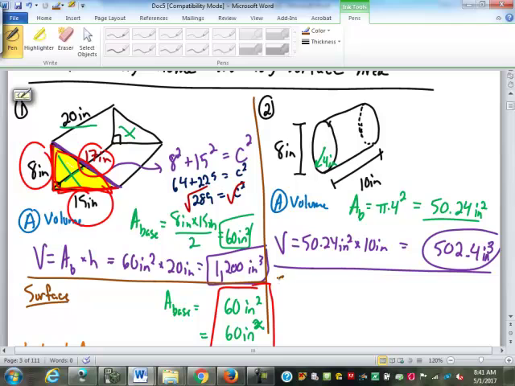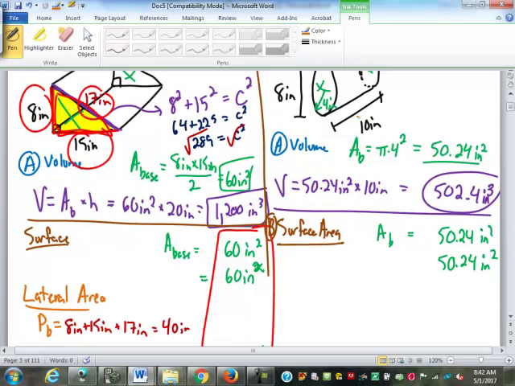For the surface area, part B, I need to know the area of the base, which I already have, which is 50.24. And again, there's one on both ends, so I'm going to write that down twice. So 50.24 square inches. Then I have to find the lateral area.